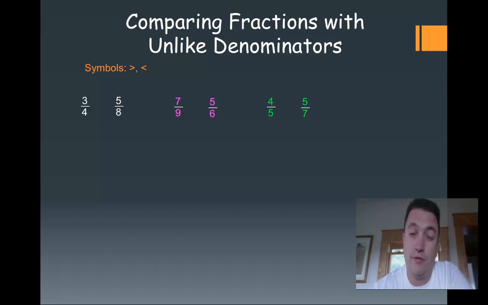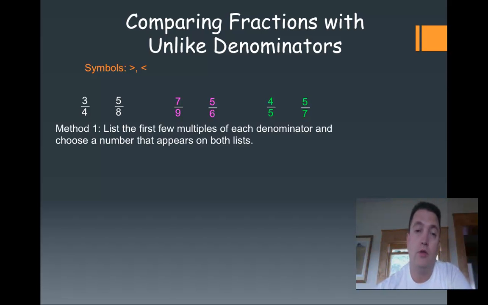Now let's talk about comparing fractions with unlike denominators. There's a few methods that we can look at. So let's start with this one. One of them you can do is list the first few multiples of each denominator and choose a number that appears on both lists. So let's talk about what that looks like.